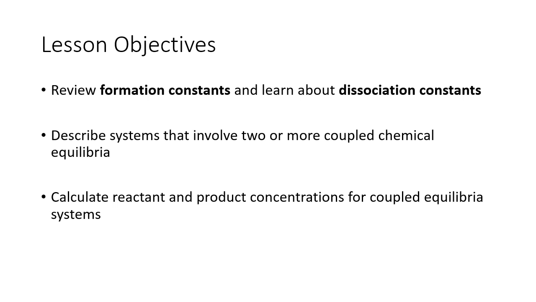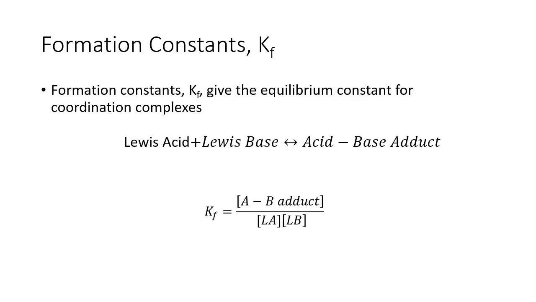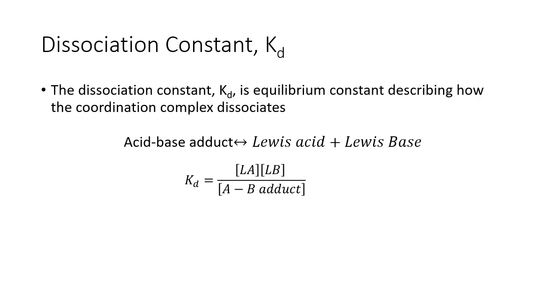from coupled equilibria systems. From the previous slides on formation constants, we recall that formation constants were taking a Lewis acid, putting it together with a Lewis base, and making an acid-base adduct. And so we have the acid-base adduct over the Lewis acid over the Lewis base. And you can have those in different proportions, right? You can have multiple Lewis bases for each Lewis acid, which is really common, in which case you would make the coefficient the exponent. We also have the dissociation constant, so that's K sub D, where we do the opposite.